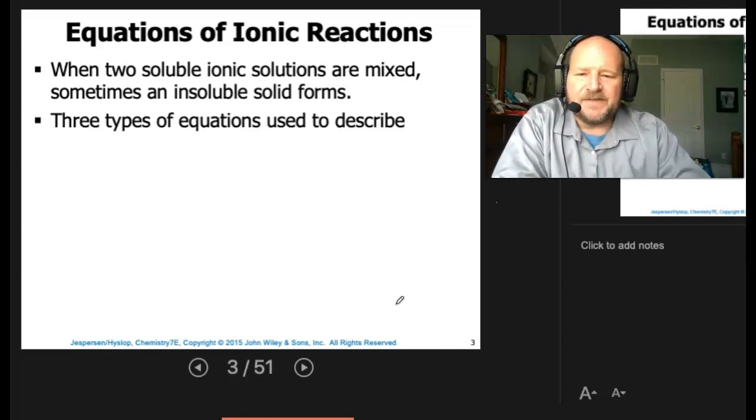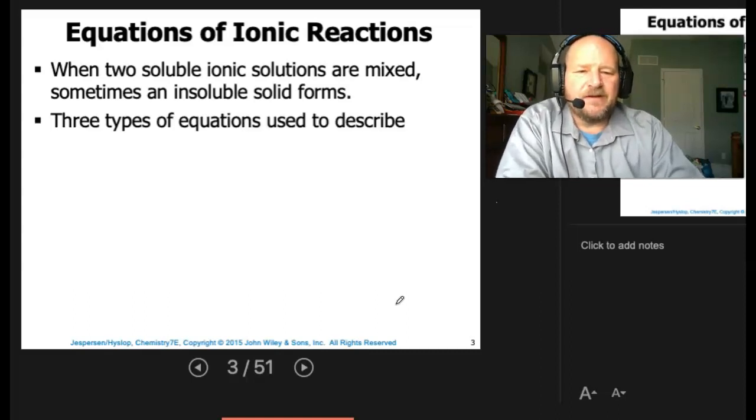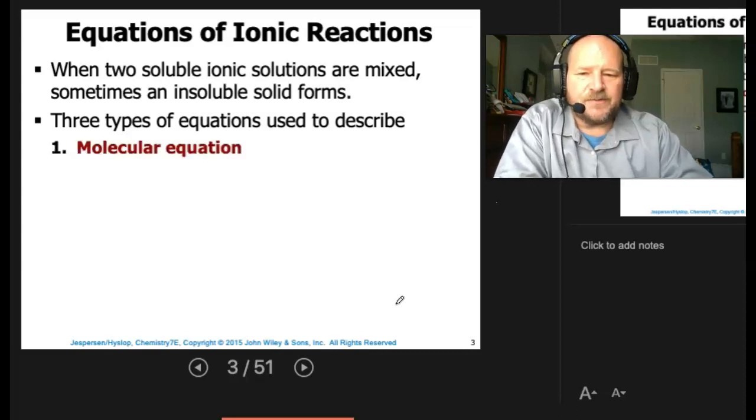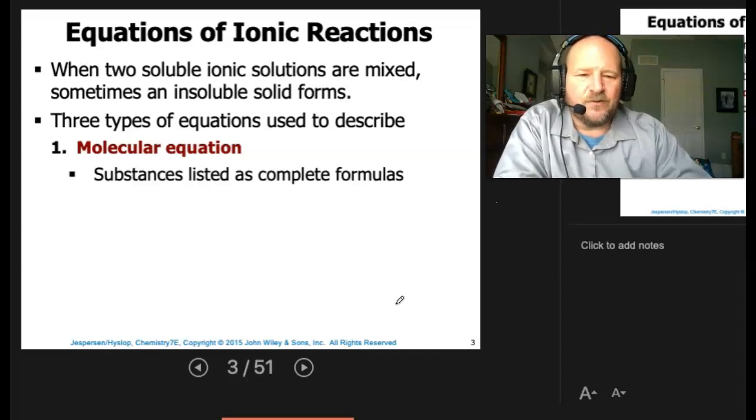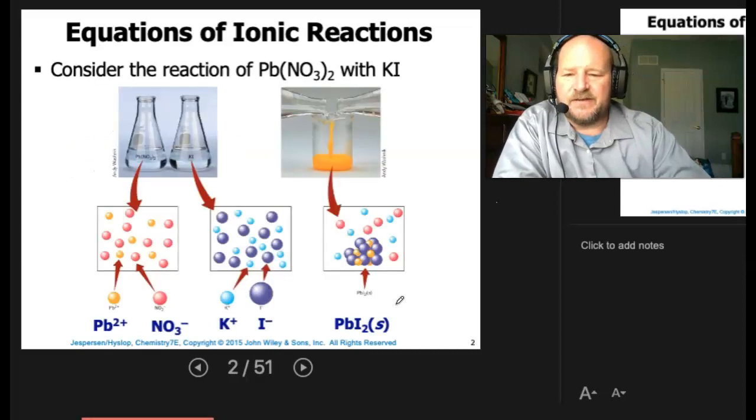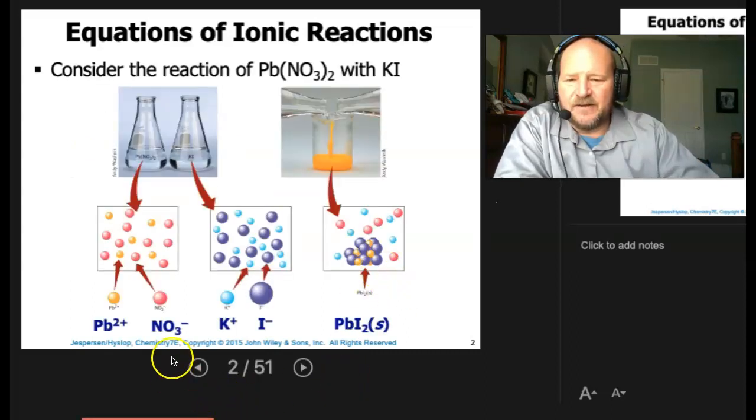Now, there are three types of equations we use to describe those styles of reactions. The first would be a molecular equation. That's pretty much what we've seen up till now, right? So the substances are all listed as complete formulas, and everything's put out there. So it would be very much like just adding our symbols here. So we would say this and this are reacting to form that.